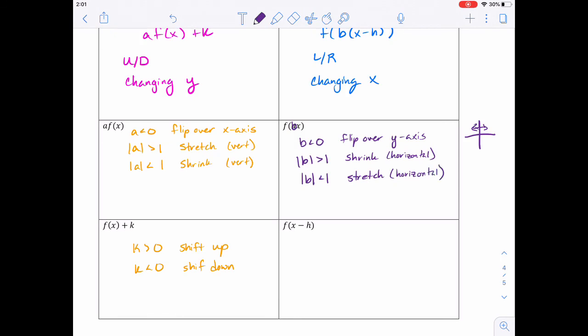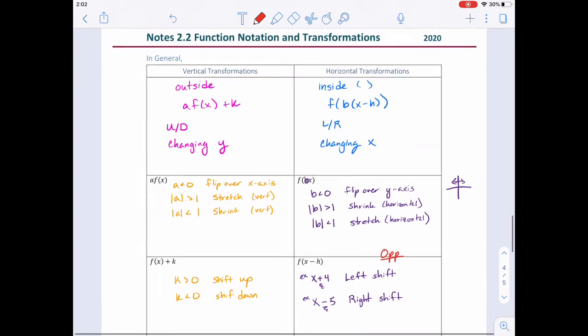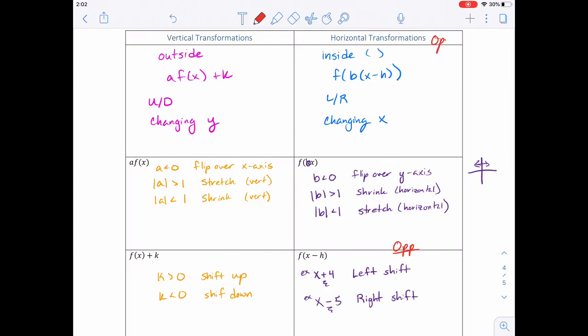This number on the inside, so if we see a positive number, so if we have x plus 4, for example, right? If we see a plus sign, then that's actually going to move us to the left. If we see a minus sign, then that's going to be a right shift. So something to remember is that this kind of does the opposite of what we think. Whenever we're on the inside, these horizontal transformations are always opposite.